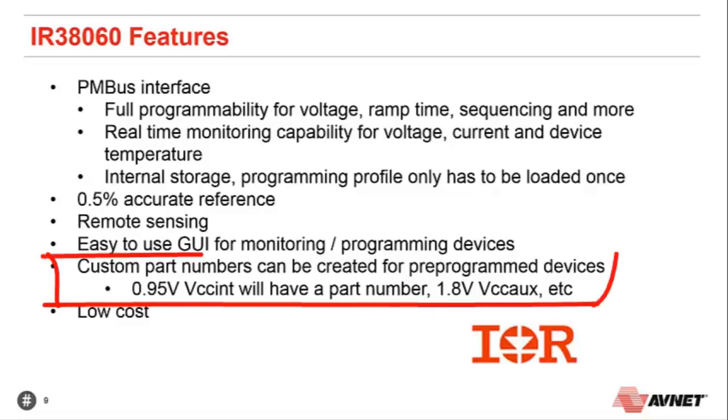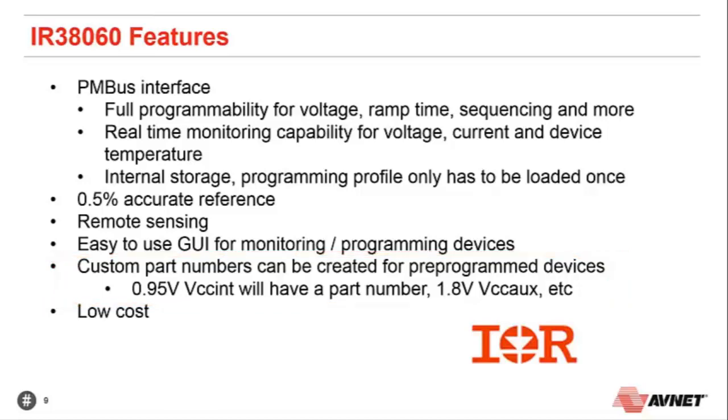Custom part numbers can be created for this, so that if you've created profiles specifically for what you need, you can start with a base 38060 part number, add a special suffix to it, and have parts delivered pre-programmed with your profile already in place. In that case, you don't even have to program it the first time. You can order these parts and have them ready to go when they arrive on your board.